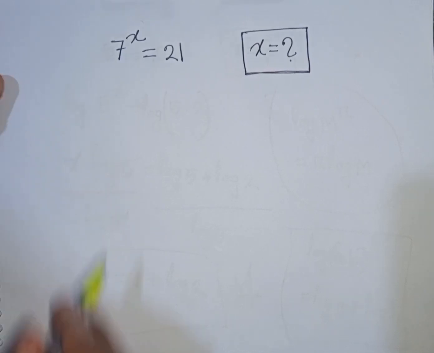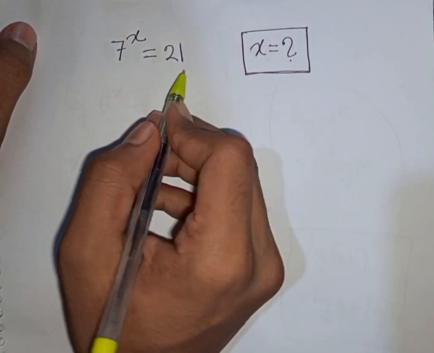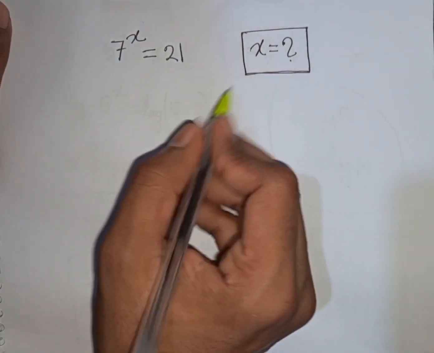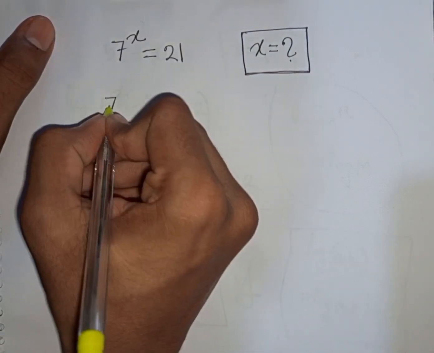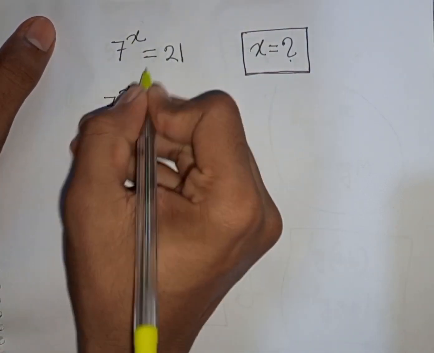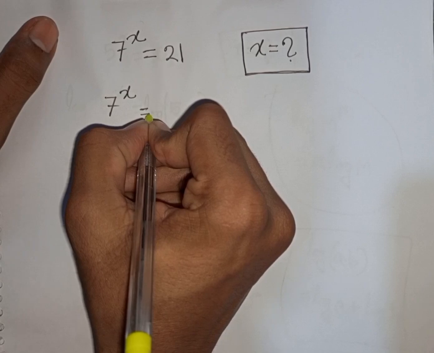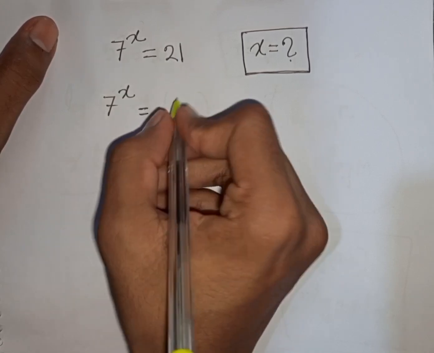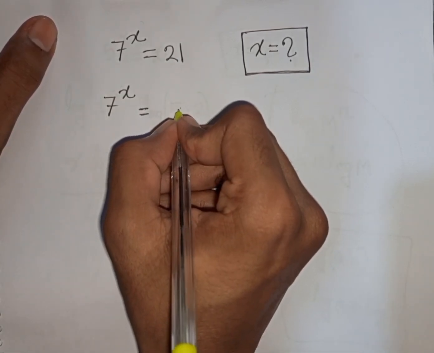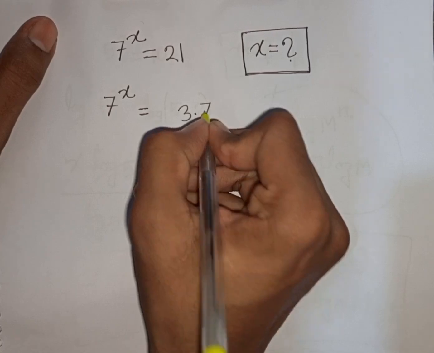How to solve 7 power x is equal to 21. Find the value of x. So you have 7 power x is equal to 21, which can be written as 3 times 7.